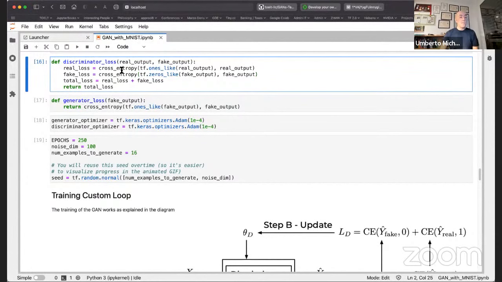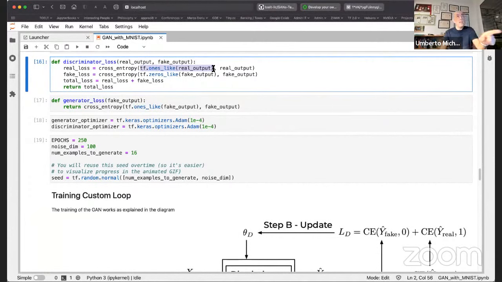And check this out, right? You have fake output. This fake output would be this epsilon fake. And this TF zeros, right, is simply a tensor that is zero. And this is this zero here, right? Then you have the second term here, cross entropy epsilon real comma one, and this is the real, epsilon real, and this TF ones is just a one, in TensorFlow terms, okay?